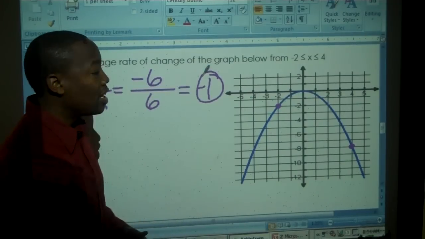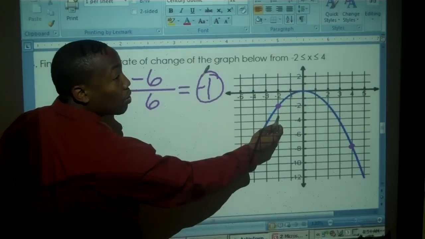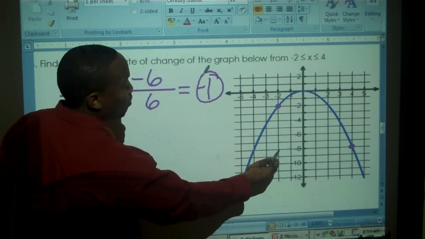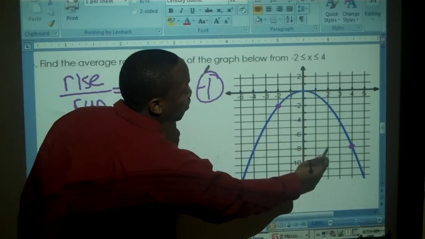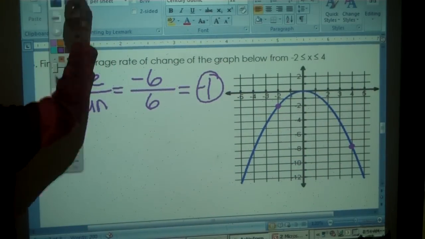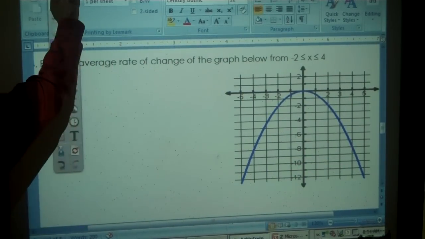So let me repeat it one more time. I went down 1, 2, 3, 4, 5, 6. And I go over 1, 2, 3, 4, 5, 6. So that's my slope. My next one. Let's go to another.